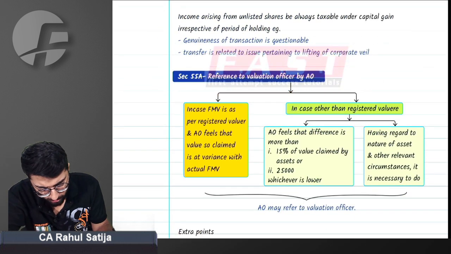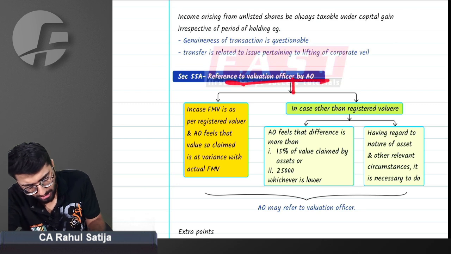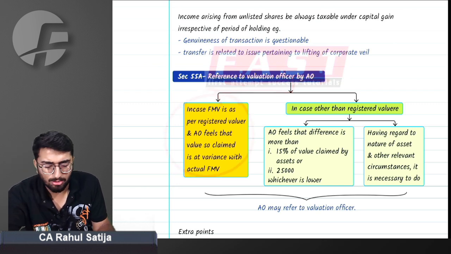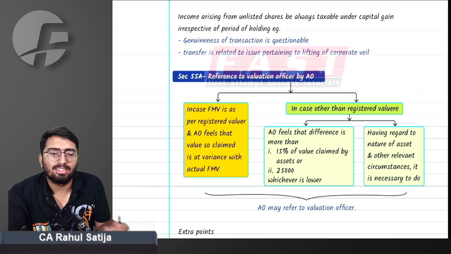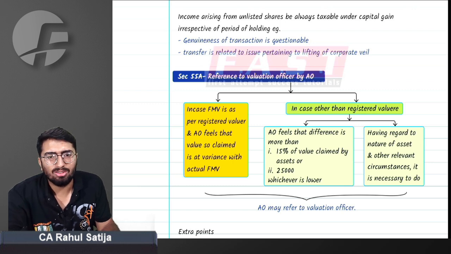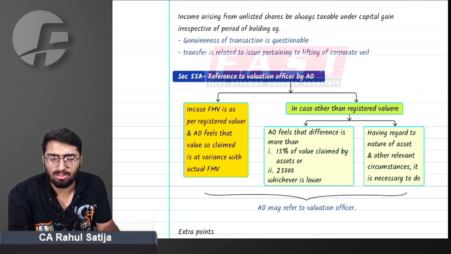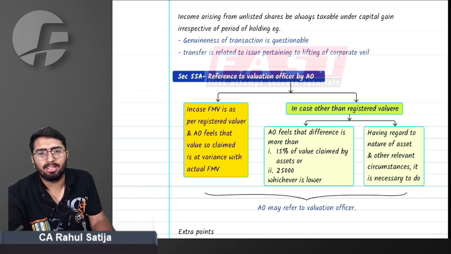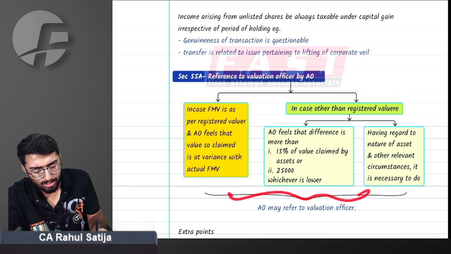Valuation, reference to valuation officer. In case FMV as per registered value, for example, my FMV for a property has been valued by a registered valuer. AO is not satisfied with the valuation made by the registered valuer. Can he refer the case to valuation officer?